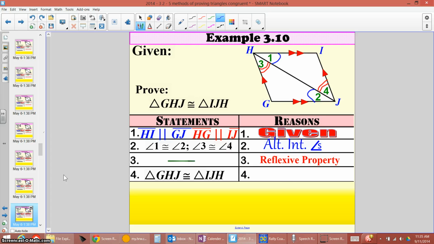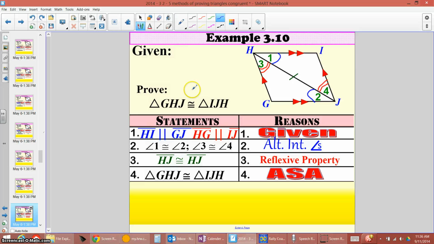Now I say reflexive property right here. I give you the reason is reflexive property. That's a hint something is equal to itself. The only thing on there that copies that's on top of itself is HJ. So I say HJ is congruent to HJ, and that gives me an angle and a side and an angle. And I say we're done.